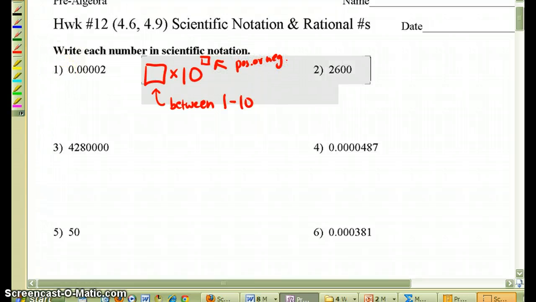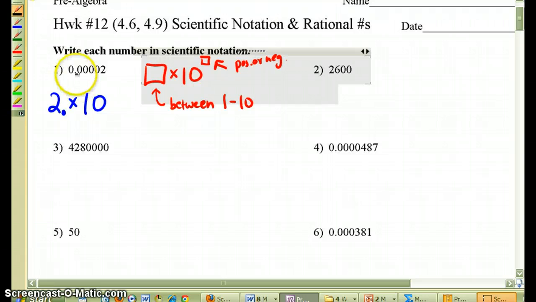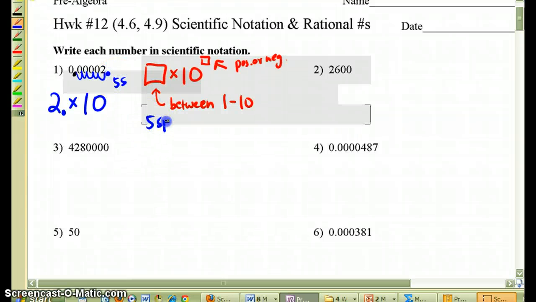Okay, so for number 1, I drop the zeros in front of the 2, and then I just write 2. Because 2 happens to be between 1 and 10, the decimal can go there. Times it by 10 and take it to a power. Now the power is found by counting how far apart the decimal spaces are. Because there's already a decimal here, I'm going to add a decimal back here because of the 2. I'm going to count the spaces. I have 1 space, 2, 3, 4, 5 spaces away from each other, 5 spaces.